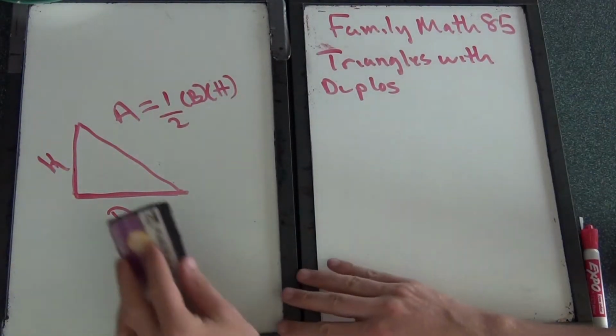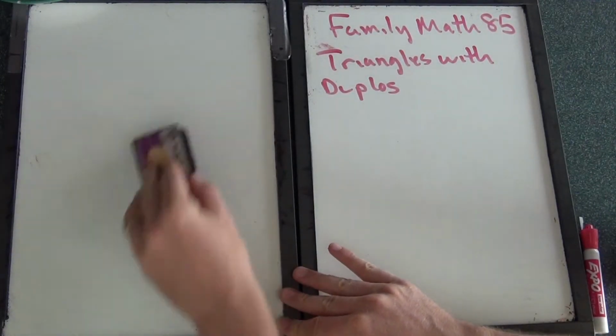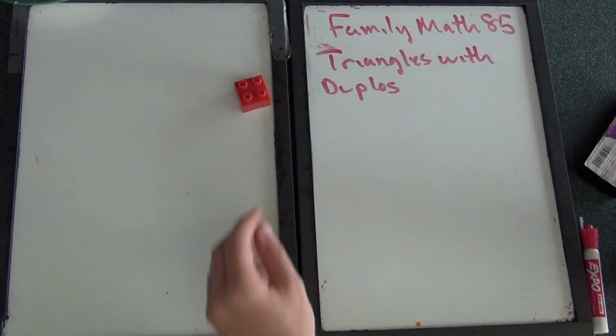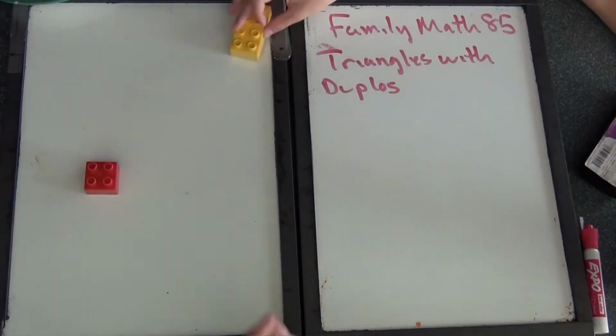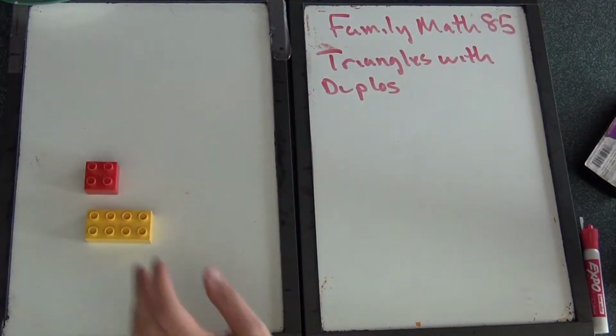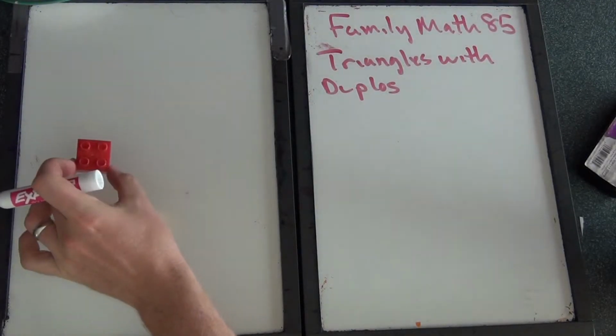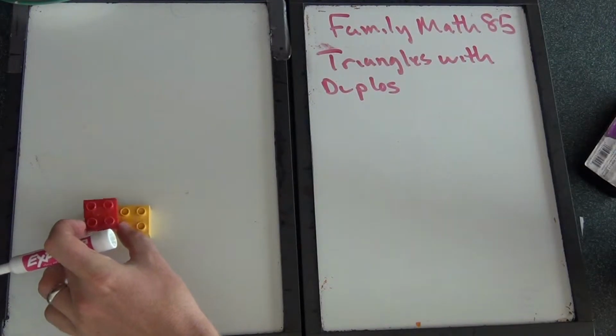Okay, so give me some duplo blocks. Give me a 1x1 and a 2x1. Okay, so I call this a 1x1, and I'll call this a 2x1. What we're going to slowly do is build up some triangles, and find what the area would be if it was a triangle, and what the area would be if we pretend each one of these 1x1 duplo blocks has area of 1.